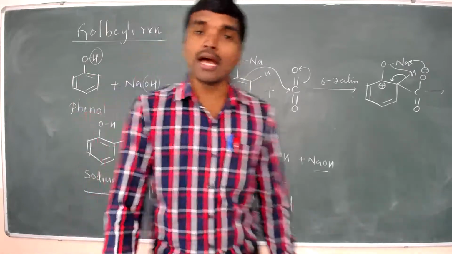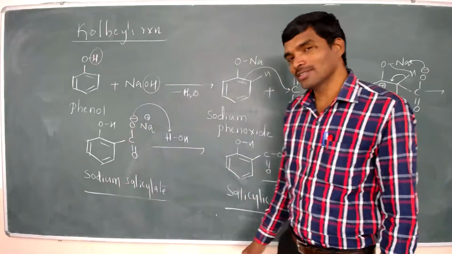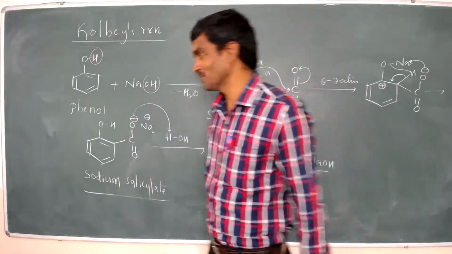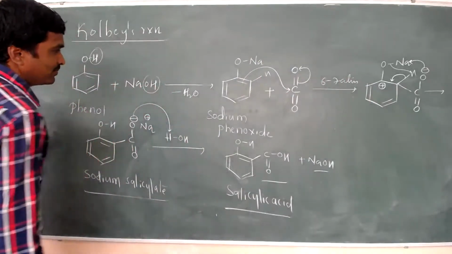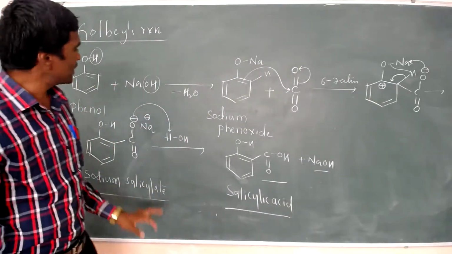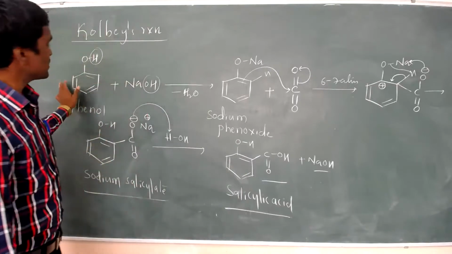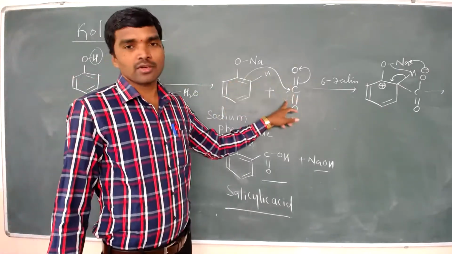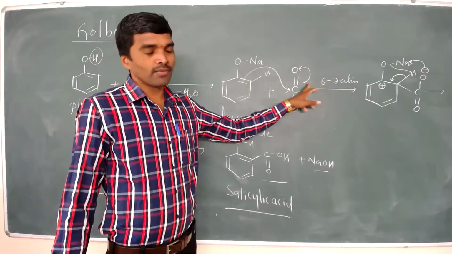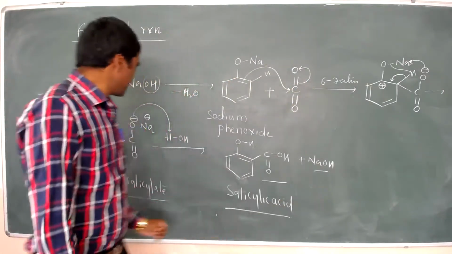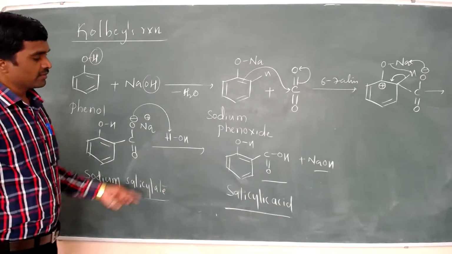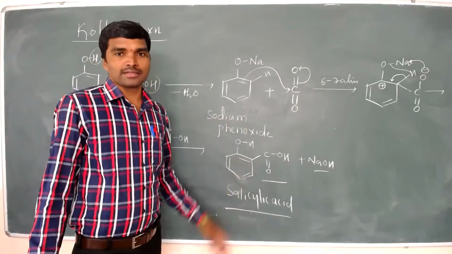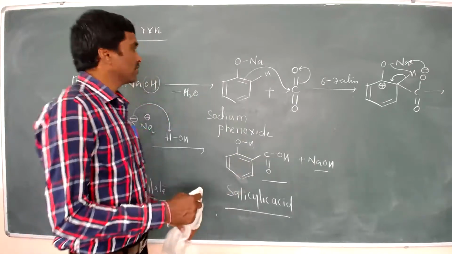So this salicylic acid, where is it present? It is present in Zendu Balm. So this is the Kolbe reaction. Phenol reacts with sodium hydroxide, then sodium phenoxide is formed. This further reacts with carbon dioxide gas at 6 to 7 atmosphere pressure, then sodium salicylate is formed, which further undergoes hydrolysis, then salicylic acid is formed.